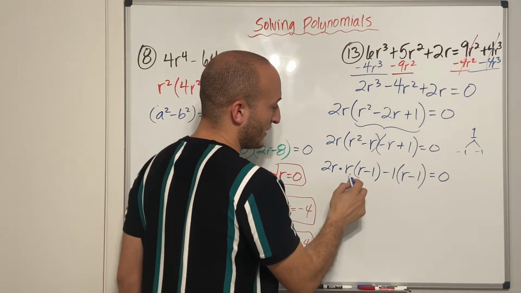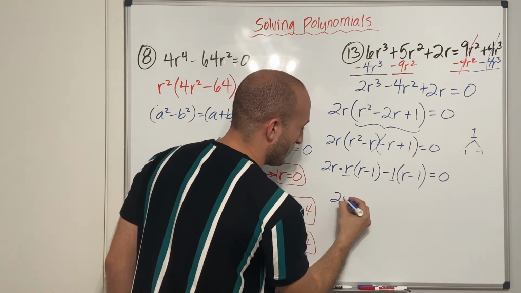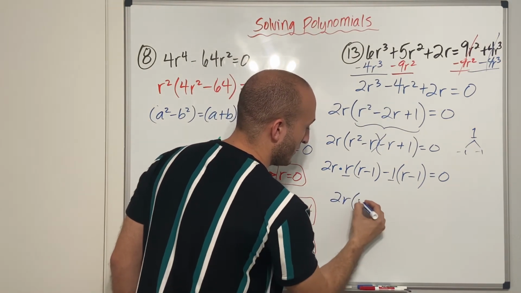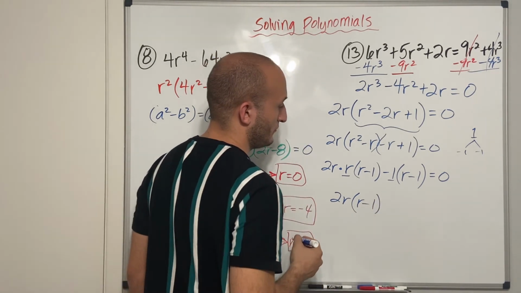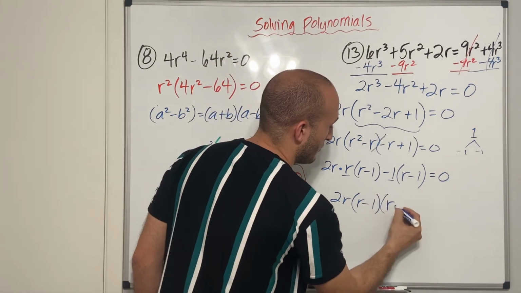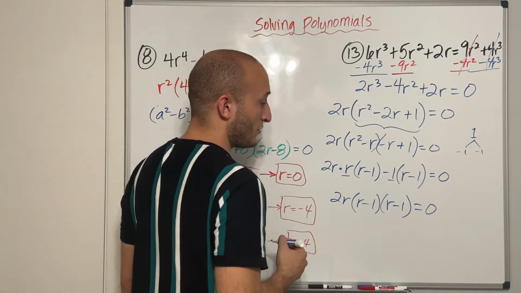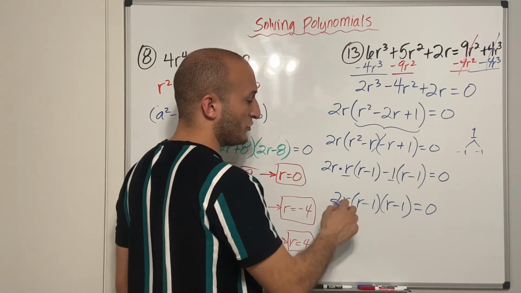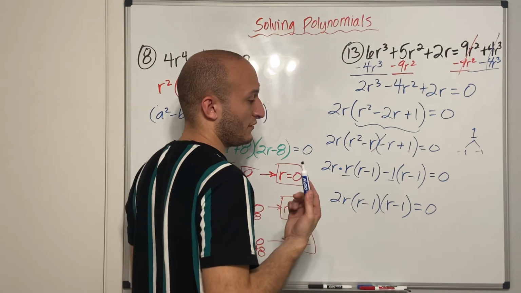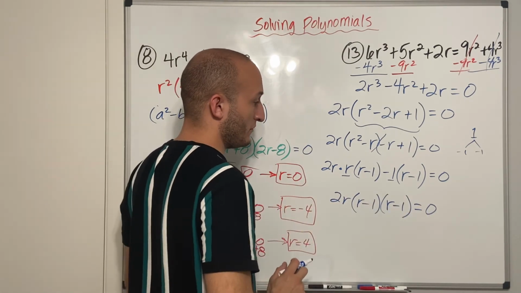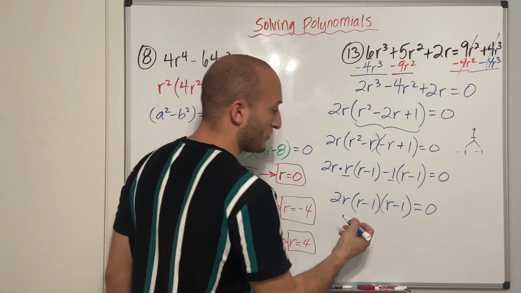So essentially, I'm gonna combine these two. So I'm gonna say 2r times r minus 1, and then r minus 1 equals 0. Or essentially, I could just write this as 2r times r minus 1 squared. I just rewrote them out the same. So all of these are being multiplied, so I can set each one equal to 0.